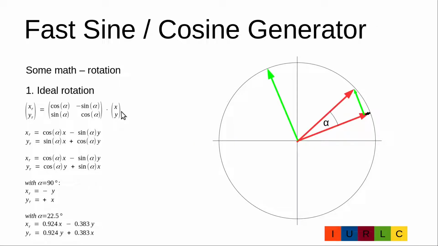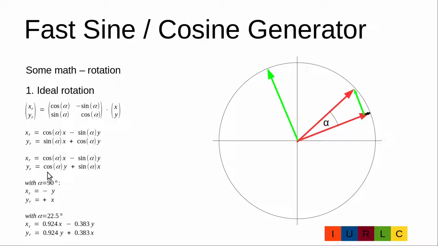To rotate a vector you must multiply the vector with the rotation matrix to get the vector after the rotation. To do this you must multiply the x value with the first column of the matrix and the y value with the second column of the matrix. We will get xr is cosine alpha x minus sine alpha y, yr is sine alpha x plus cosine alpha y. Now we will change in the second line these two terms, move sine alpha x to the end and cosine alpha y to the beginning.